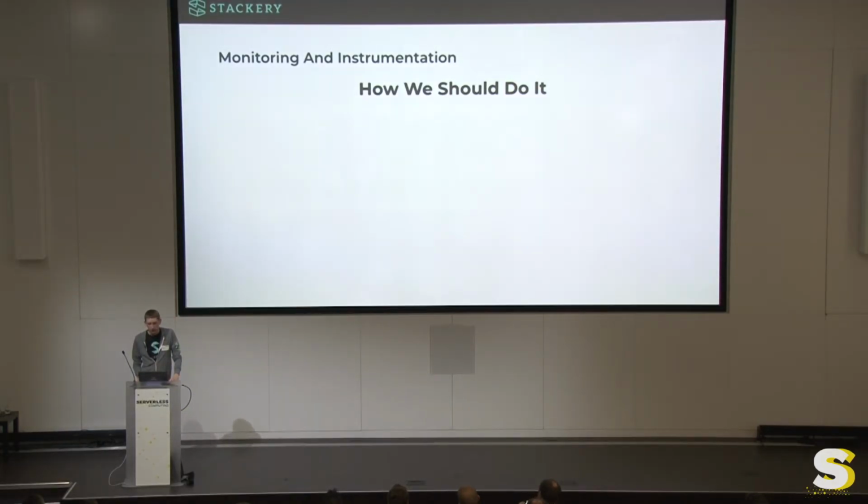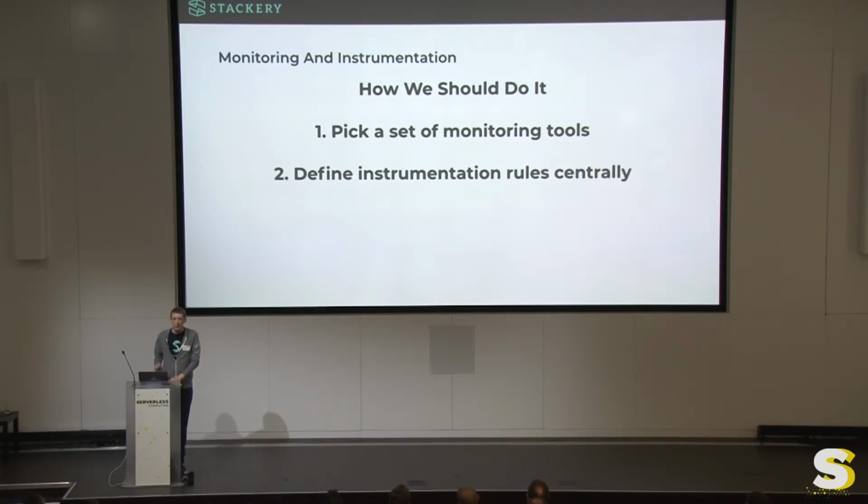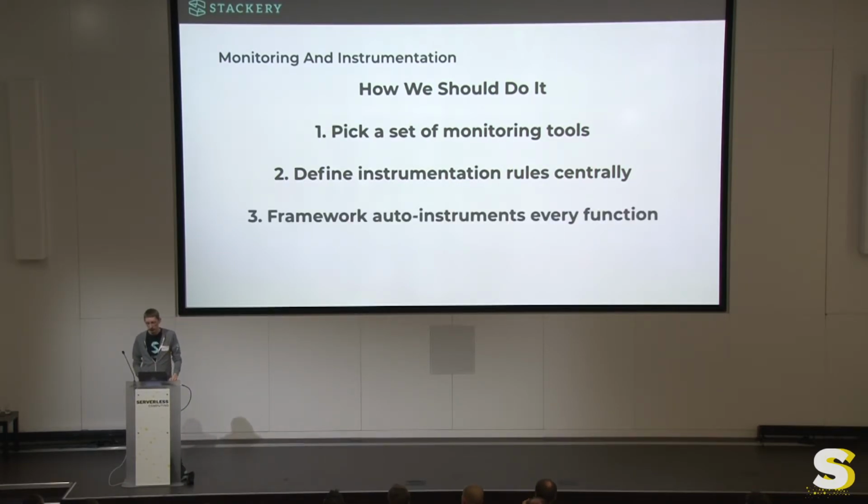So how should we do this? Well, we start out the same way. We pick a set of monitoring tools. But then we need to find a way to define instrumentation rules centrally so that we say, I want every function to automatically send errors to Rollbar, to automatically send traces to Epsagon, to automatically send logs to Splunk. We do that by using a framework, a set of tools, a mechanism that auto-instruments every function to do this. And then, instead of draconian measures, we can go eat some cake.